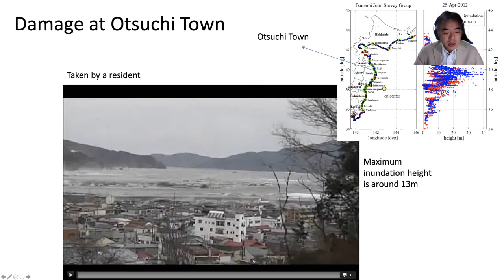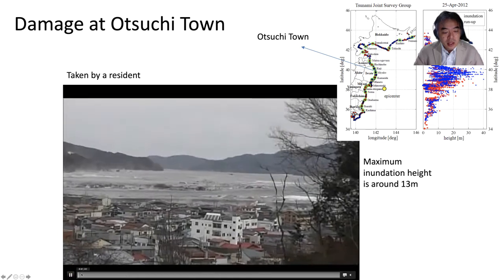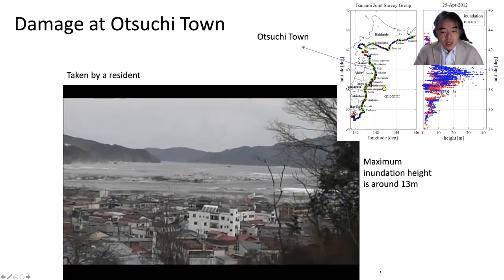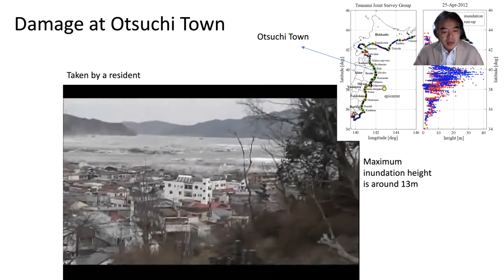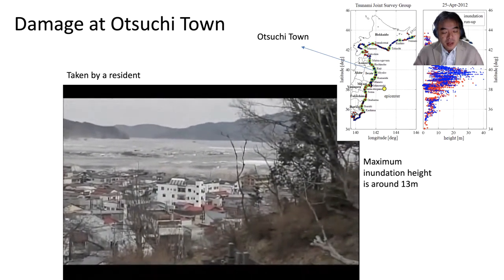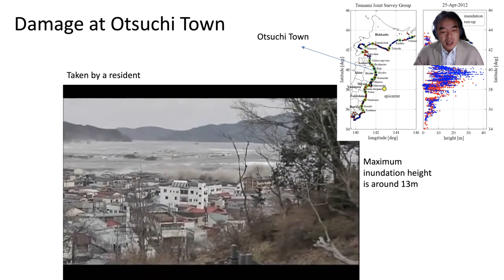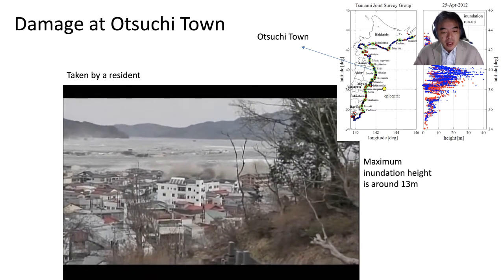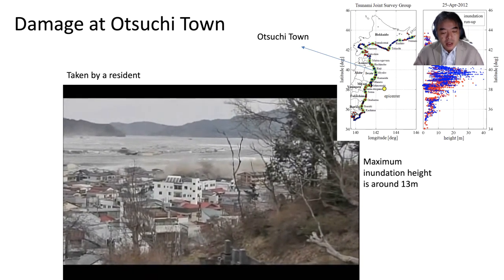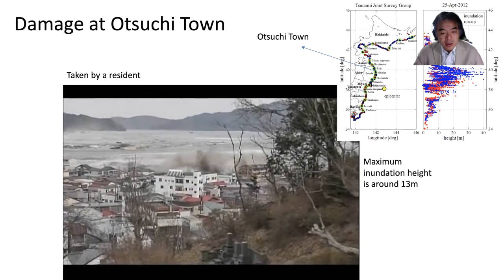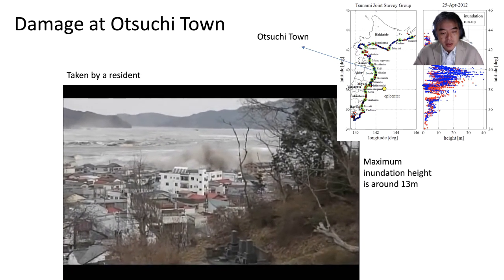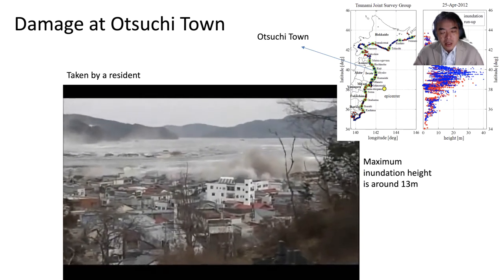This video shows the damage in Otsuchi town in 2011. Here there was a seawall 5 meters high above the ground height, but the tsunami overflowed it, destroying the buildings and houses in the hinterland.